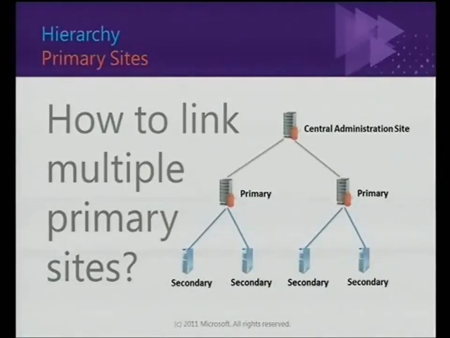So the metadata that is shared between all primary sites is called global data. And the data that is sent from a primary site up to the CAS, but not sent on to the other primary sites, that data is just called site data. So things like collection definition, the fact that a collection exists and the membership rules for it, that's global data. That goes up to the CAS and back down to every primary site. So no matter what primary site you go to, you'll see that that collection exists.